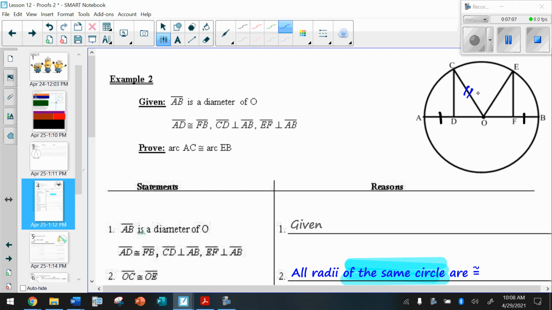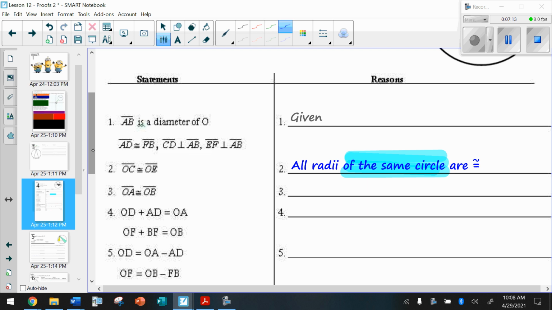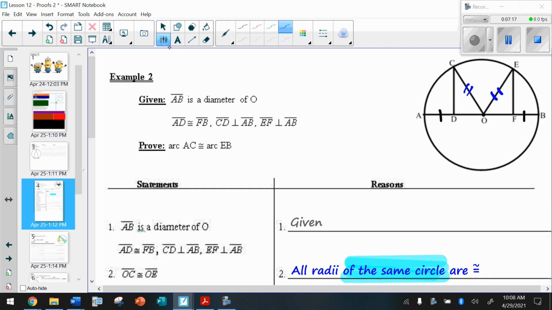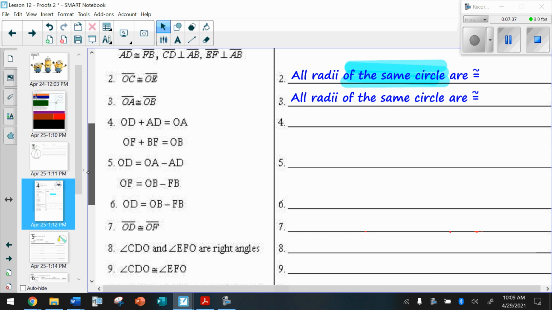So why don't we go ahead and mark those? And if you look at the next set of statements, same thing. OA is congruent to OB. Those are still radii of the same circle, so we can mark those congruent. That's OA and OB, which are technically also equal to CO and EO. We could have done all four of those in the same line, but whoever wrote this proof decided it would be nicer to separate them.